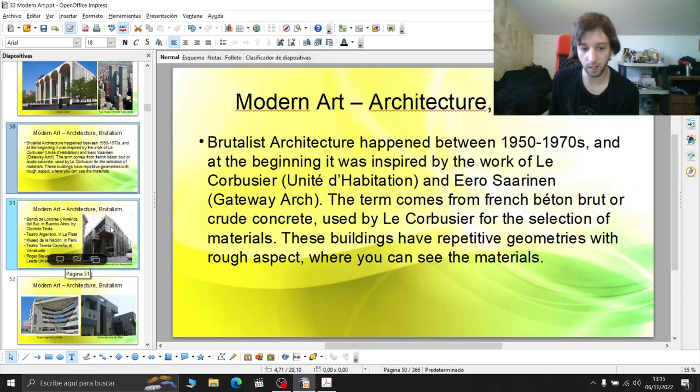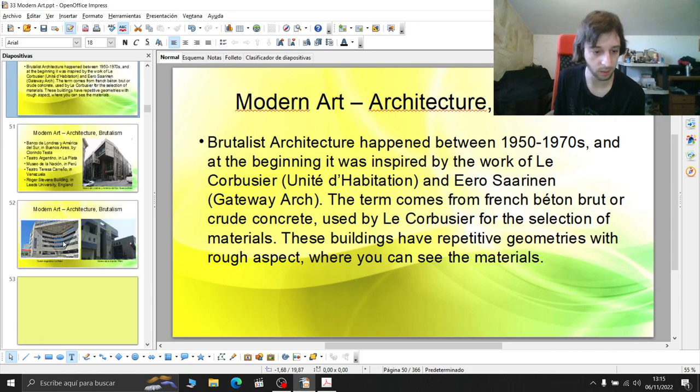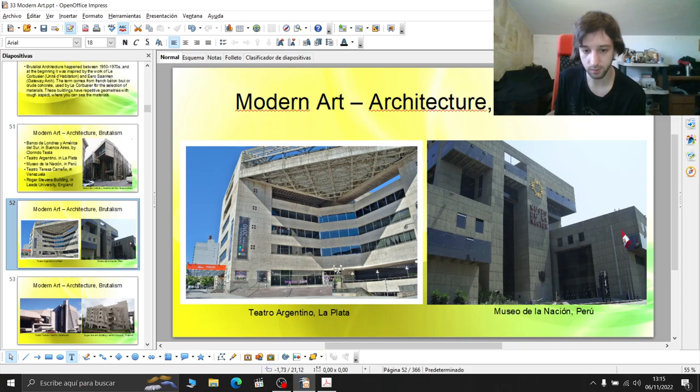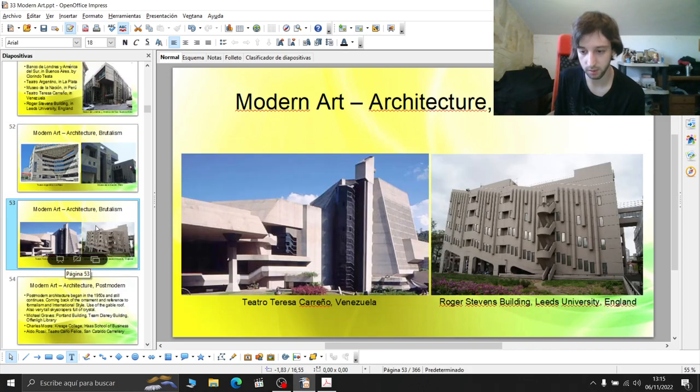Brutalism. Brutalist architecture happened and at the beginning it was inspired by the work of Le Corbusier and Eero Saarinen. The term comes from the French béton brut, or crude concrete, used by Le Corbusier for the selection of materials. These buildings have repetitive geometries with a rough aspect, where you can see the materials. Here you see Banco de Londres y América del Sur, Teatro Argentino, Museo de la Nación, Teatro Teresa Carreño, Roger Stevens Building. Here you see it mostly in Latin America.